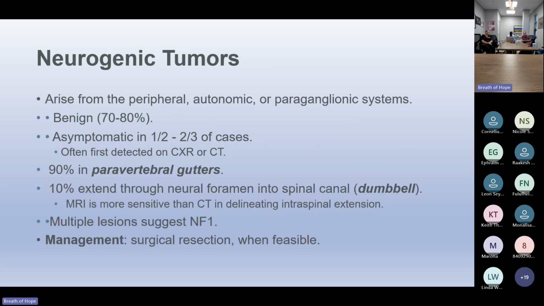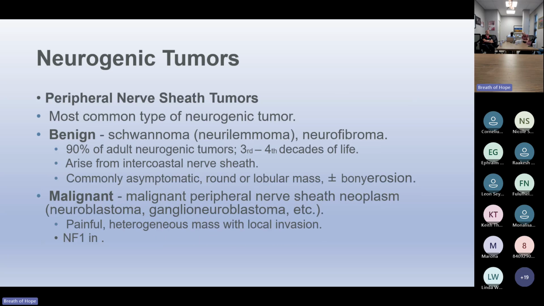Neurogenic tumors arise from the peripheral, autonomic or paraganglionic system, and they tend to be benign in 70 to 80%, asymptomatic in half or two-thirds of cases, often first detected on chest X-ray or CT, 90% in the paravertebral gutters, 10% extending through the neuroforamen into the intraspinal canal, what we call dumbbell. MRI is more sensitive than CT in delineating intraspinal extension. Multiple lesions suggest neurofibromatosis type 1. Management: surgical resection when feasible.